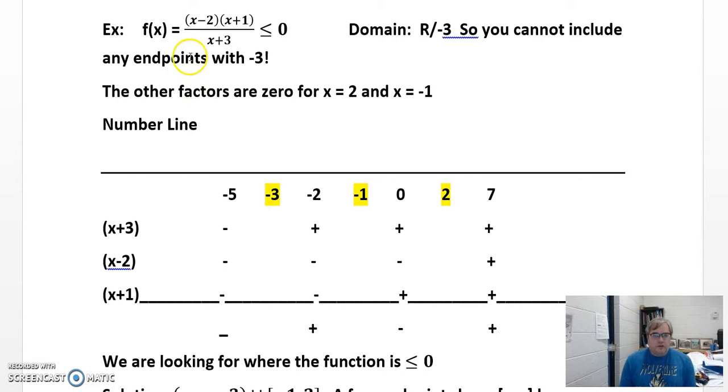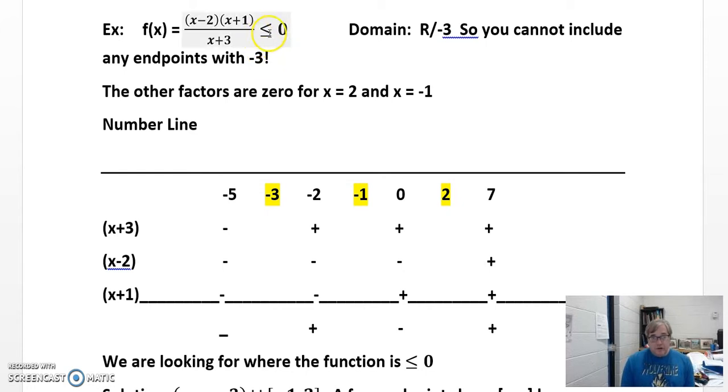Okay, so the next one, a little more complicated. I have some division going on. I am going to think about the domain, all real numbers except negative 3. I can't have negative 3 be an answer, so I can't include negative 3 in any of my endpoints, but I can put it with parentheses.